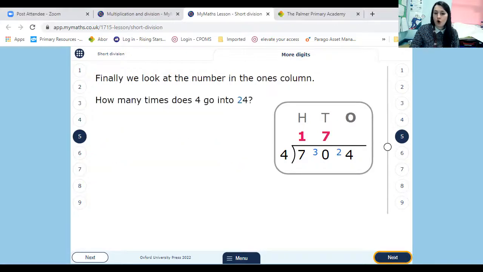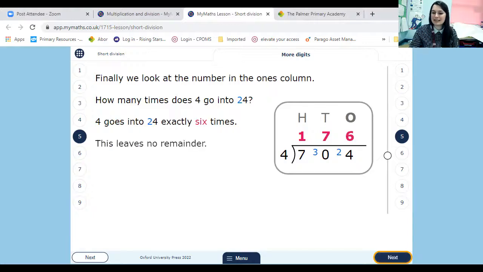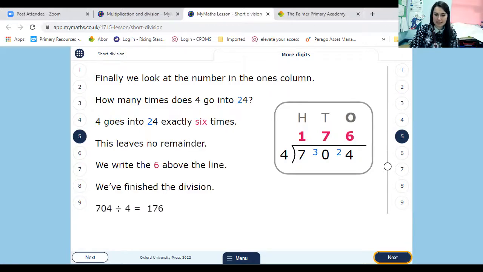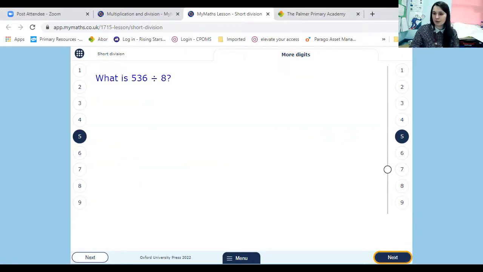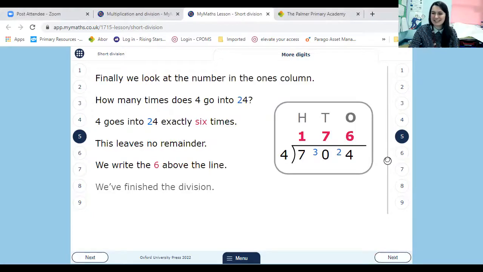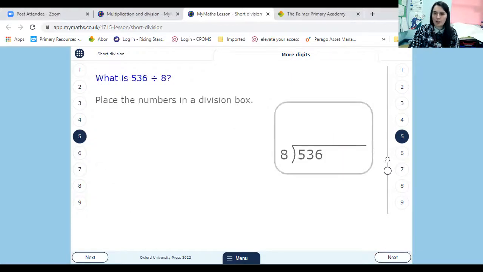And now we go 4 into 24. If you use your times tables, goes 6 times. There's no remainder. So 104 divided by 4 was, I've forgotten already, it's gone. Let's go back, 176. Okay, one more practice and then you're going to have a go. Pause the screen if you want to try this one on your own.